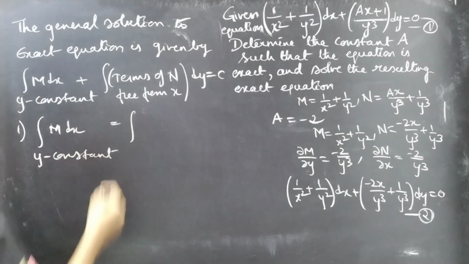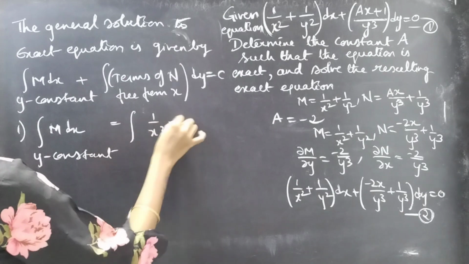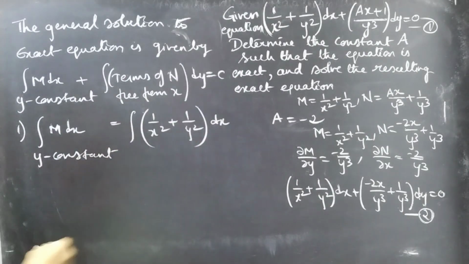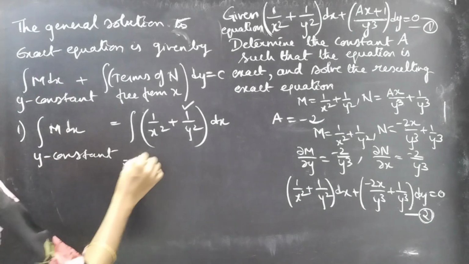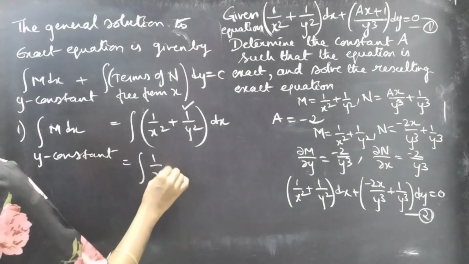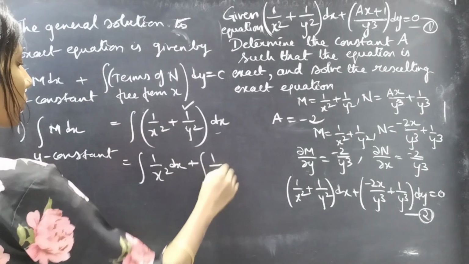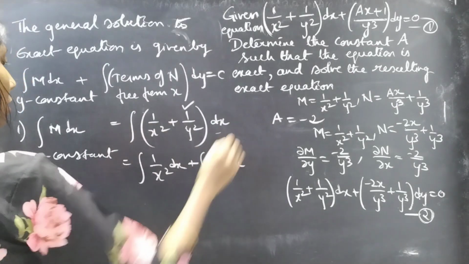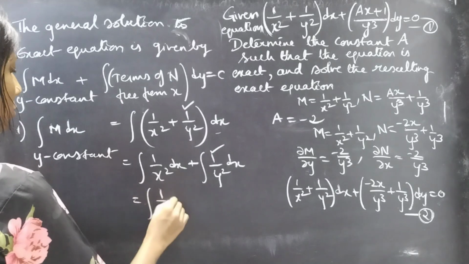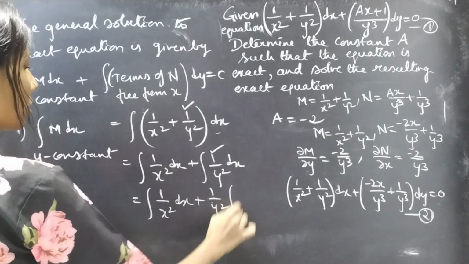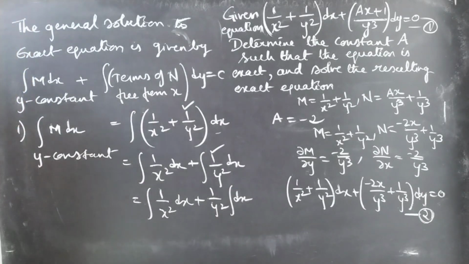We have the integral of (1/x² + 1/y²) dx. In this integral we need to treat y as constant, so here 1/y² is treated as a constant. This gives us the integral of 1/x² dx, and since 1/y² is constant, we'll write the second integral as a constant times the integral of dx.